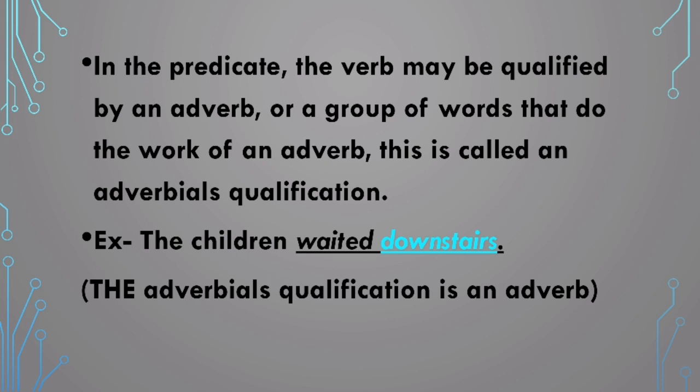Like, let's take an example. The children waited downstairs. So in this, the children is the subject. Waited downstairs is the predicate. Okay. But here downstairs is adverbial qualification because it is telling us about waited. You all know what is waited? Action word hai, right? And downstairs ke bata raha hai, it is telling us about that action word. So downstairs is adverbial qualification here.